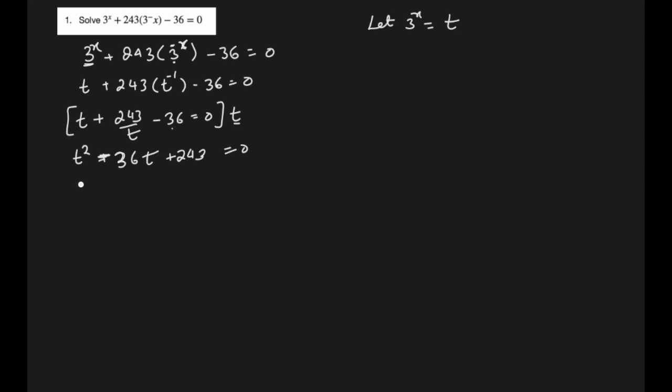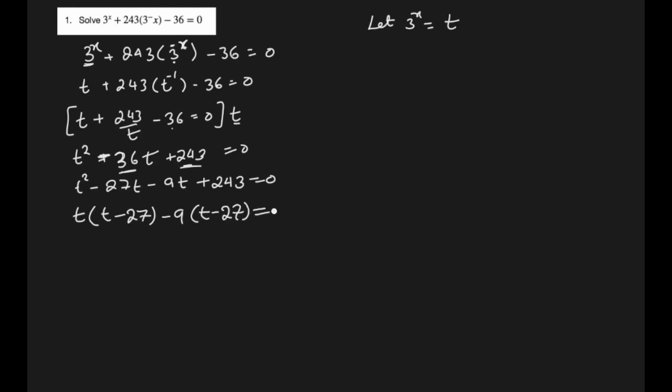I'll use the factoring method for this. So t square minus 27t minus 9t plus 243 equal to 0. I factored 243 into two parts and broke that 36 into those two factors of 243. So we get t minus 27 and t minus 9, so two answers, t minus 9 and t minus 27 equal to 0. But t was not t, t was this. That's what we'll do now.